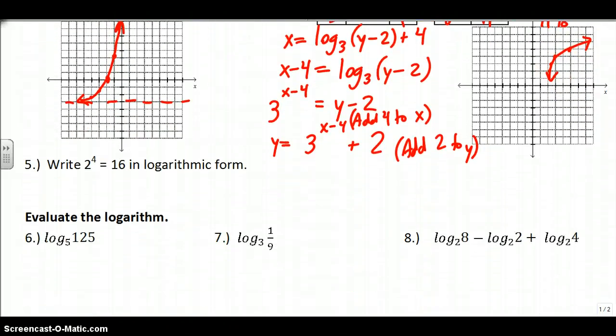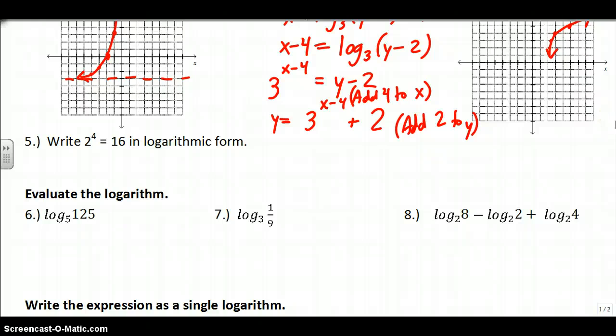All right. Number 5, write 2 to the 4th equals 16 in logarithmic form. Okay, logarithmic form. We're going to try and get rid of this exponent. So to do that, we need to get rid of this base. So I'm going to log it. I'm going to take the log base 2. And you might be saying, Mr. Cruze, why are we doing log base 2? I'll show you why. Great question.